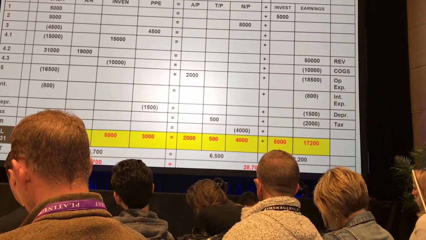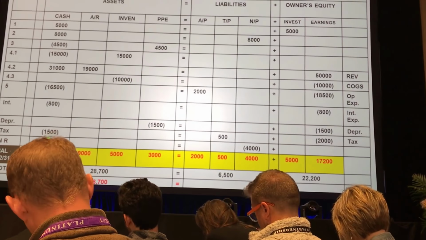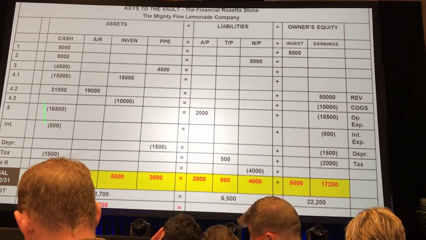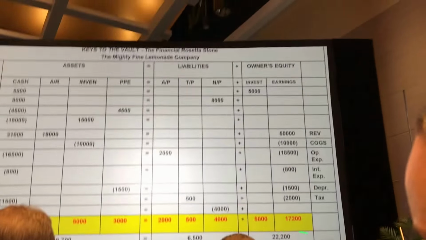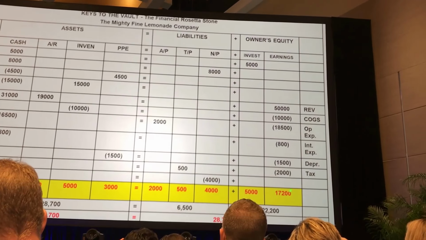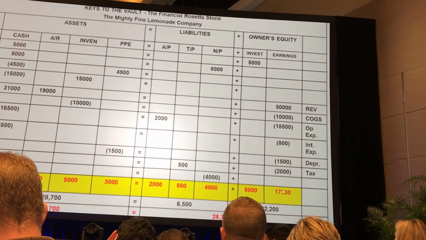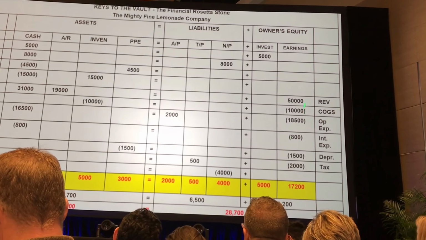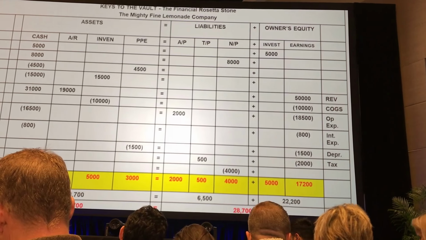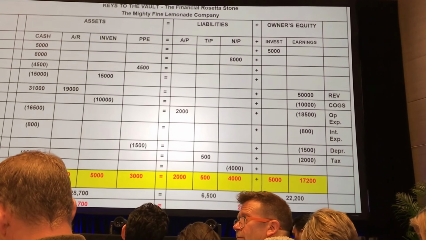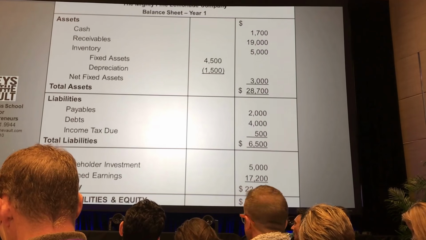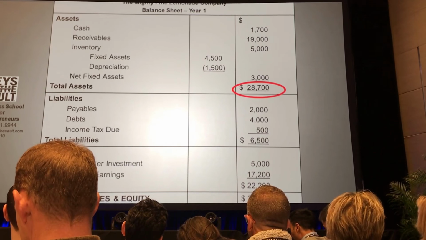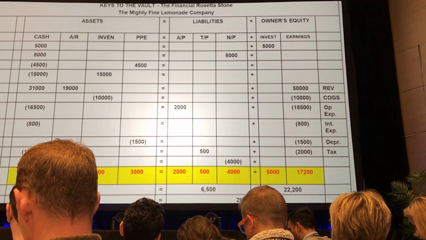And if I wanted to look at the balance sheet and say, well, how did I get to $1,700 of cash? I can see all these transactions that caused it to happen. Alternatively, if I want to know how I got to $17,200 of earnings, I could look at all these transactions in the earnings column and see that's how I did it. So on one piece of paper, I've got a balance sheet. It looks exactly the same as page 114. All the numbers are the same.